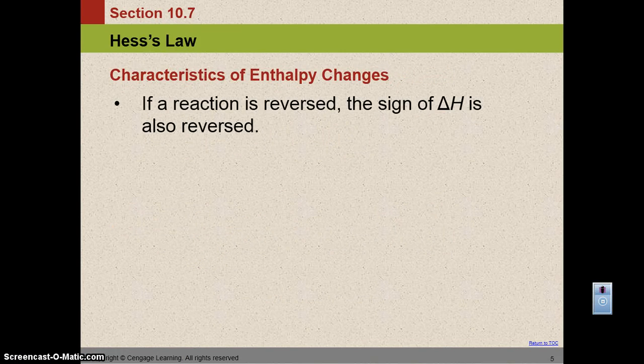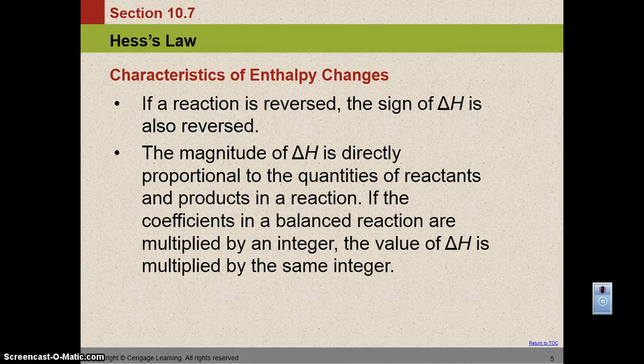All right, a couple things to keep in mind, and we covered this while you were doing your homework assignment today in class. It says if a reaction is reversed, the sign of the delta H is also reversed. So we found that. You reverse the reaction and reverse the sign. And the magnitude of it is directly proportional to the quantities of the reactants and products. So if the coefficients are multiplied by an integer or we divide them through by 2, then we do the same thing to delta H.